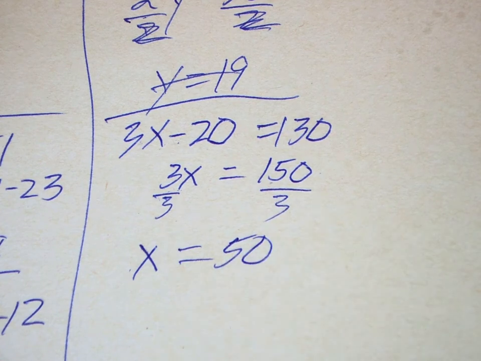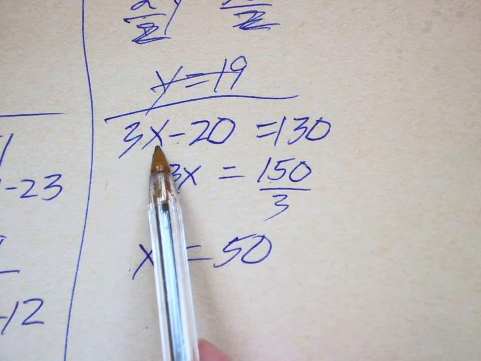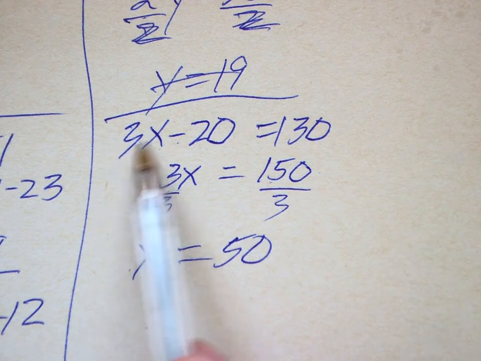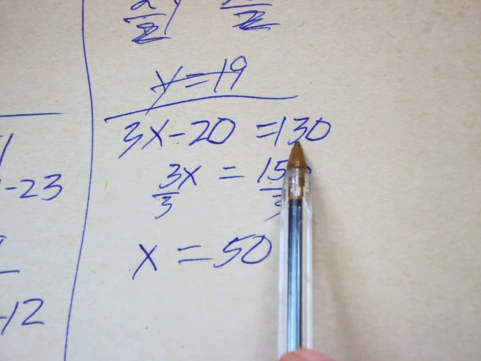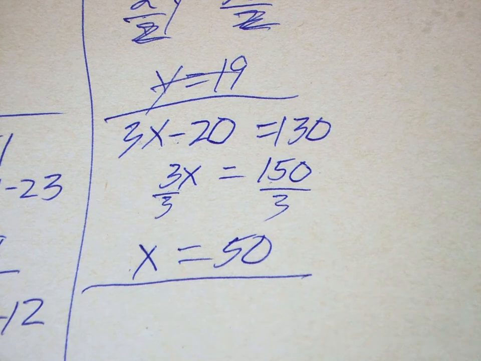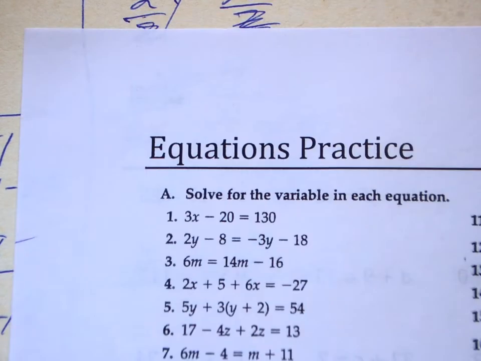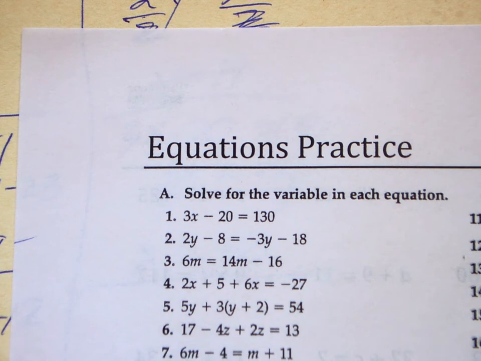Does it work? Well, 50 times 3 is 150 minus 20 is 130. Yes, it works. Number 2, 2y minus 8 equals minus 3y minus 18.